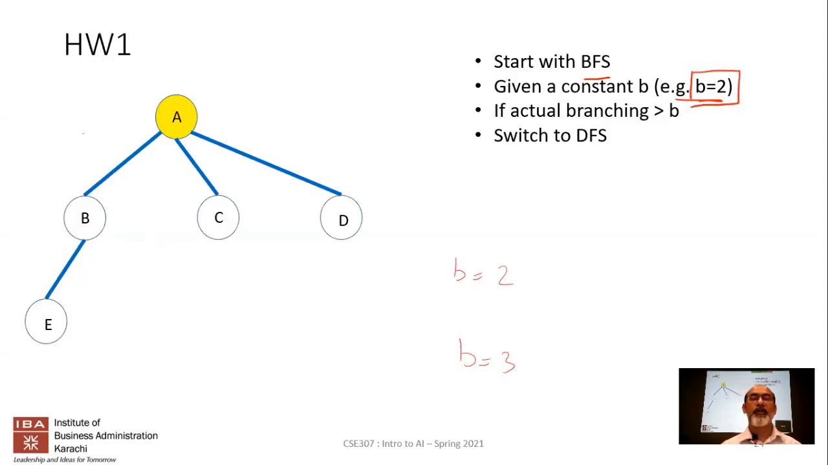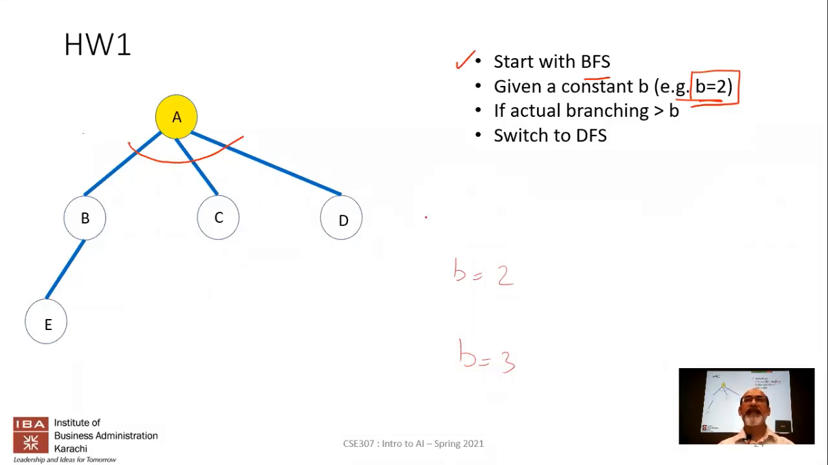So I'm going to start using breadth first search initially, and then I look at the branching factor at the root level.